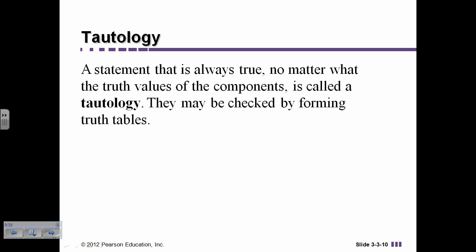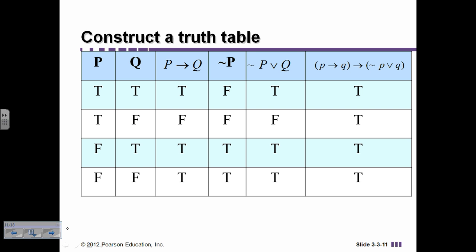So many times it helps to have a truth table. So what we have here is something called a tautology, and a tautology is a statement that is always true no matter what the truth values of the components. So we're going to figure these out by looking at truth tables and figuring out whether we have a tautology. So here we have a truth table. Now what we're trying to do is figure out this part of the problem over here. That was the original statement.